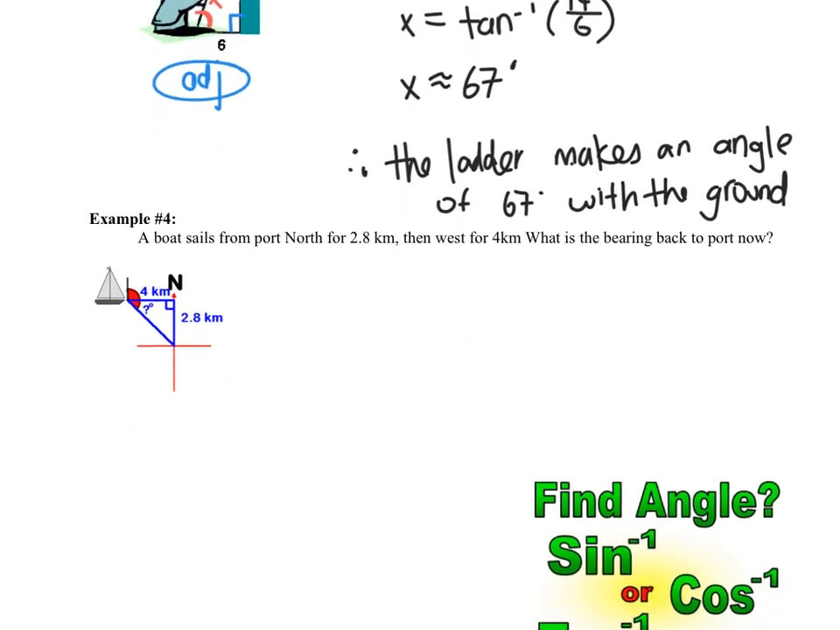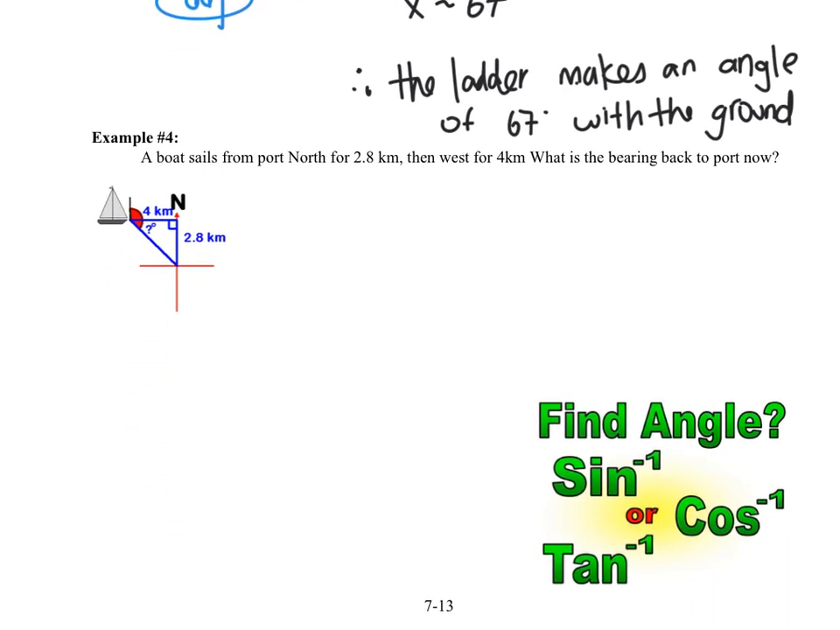Okay, let's try the last example. A boat sails from Port North for 2.8 kilometers, then west for 4 kilometers. What is the bearing back to port now? So our boat started right here. It went up north for 2.8 kilometers, then to the west for 4 kilometers, and we need to find the bearing.